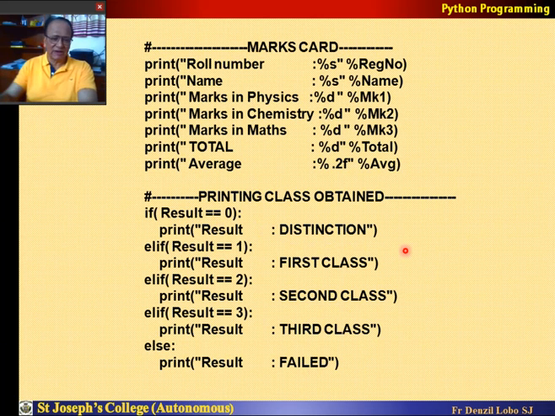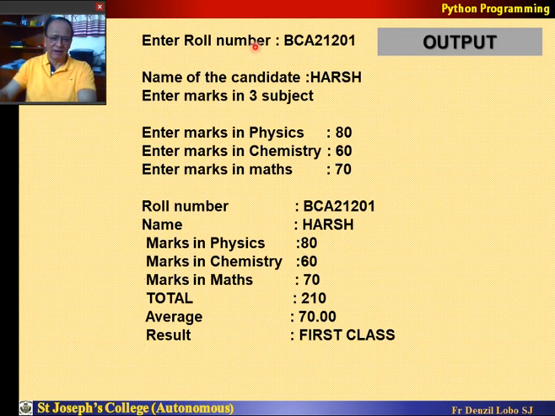So let us see the result. I have entered the student ID, I enter the name of the person, and marks in three subjects: 80, 60, 70. And this is the marks card. Roll number is there, name of the person is there, marks in three subjects are there, total is there, and average is there. So if it's exactly 70, therefore the person gets first class. That is the output of the same program.